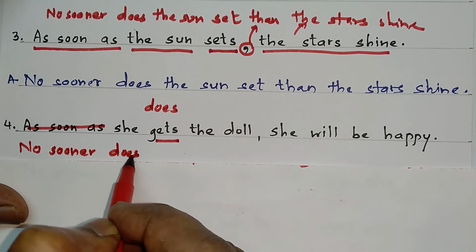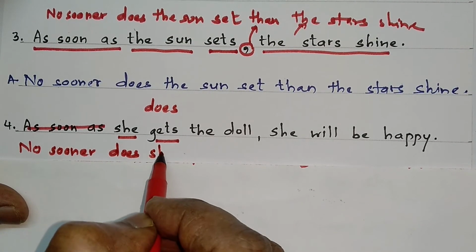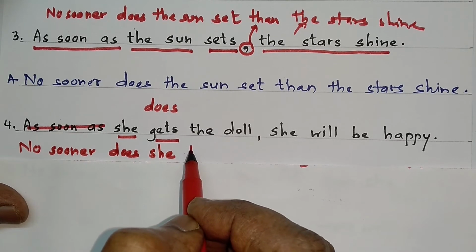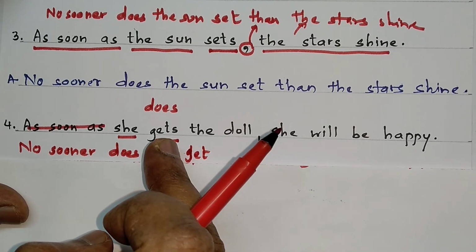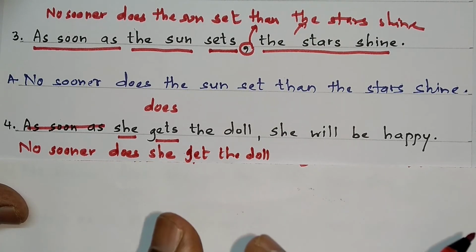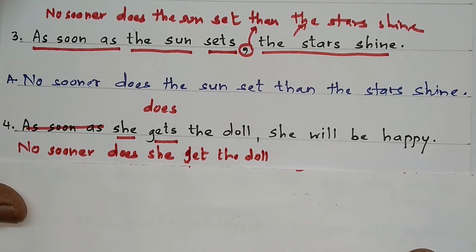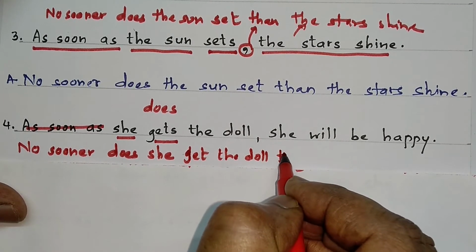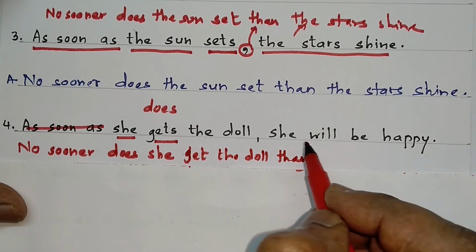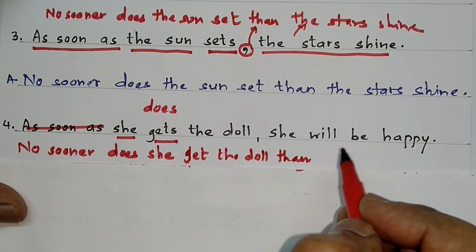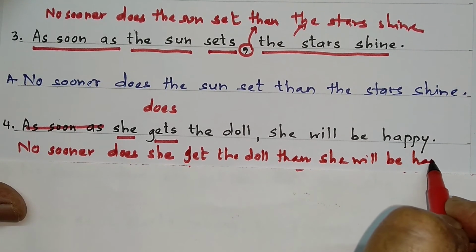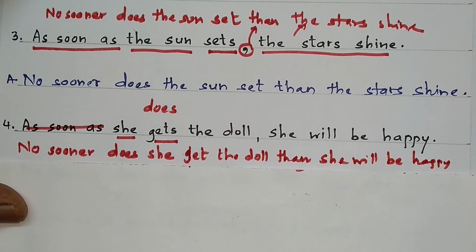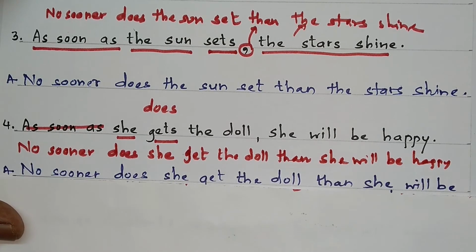does, followed by the subject. The subject is she. Then the verb will be get, the base form of gets, followed by the remaining part, the doll. Replace comma with than. The other part of the sentence, we have to copy the same. She will be happy. So our answer is no sooner does she get the doll than she will be happy.